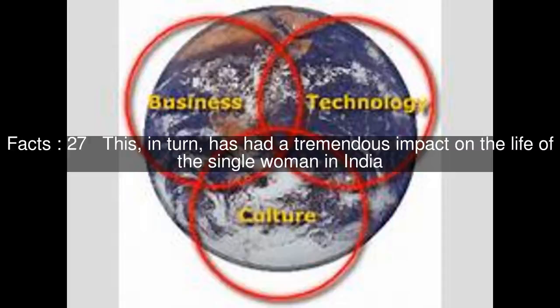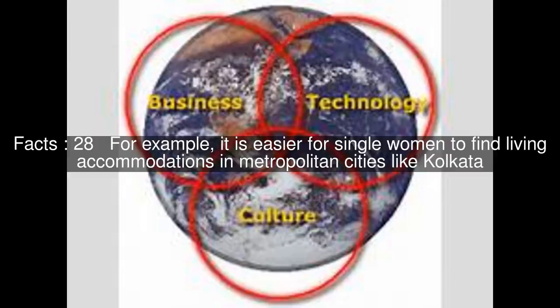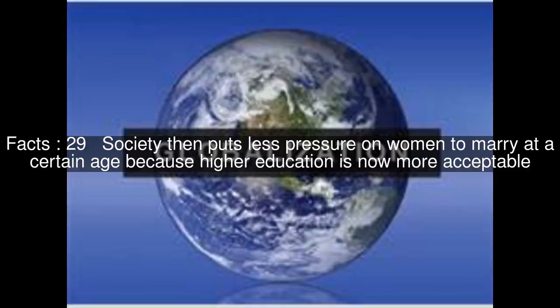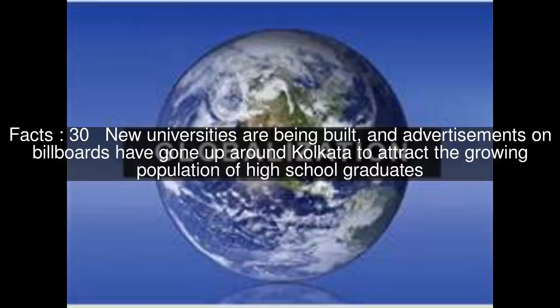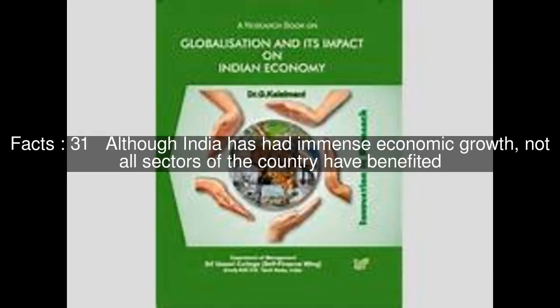This, in turn, has had a tremendous impact on the life of the single woman in India. For example, it is easier for single women to find living accommodations in metropolitan cities like Kolkata. Society then puts less pressure on women to marry at a certain age because higher education is now more acceptable. New universities are being built, and advertisements on billboards have gone up around Kolkata to attract the growing population of high school graduates.